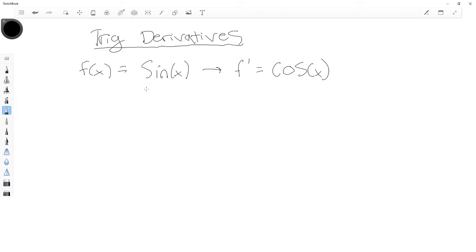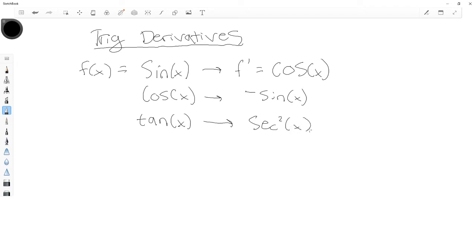I'm just going to list them. The derivative of cosine x is negative sine x. The derivative of tangent is secant squared x. The derivative of secant is secant x times tangent of x.